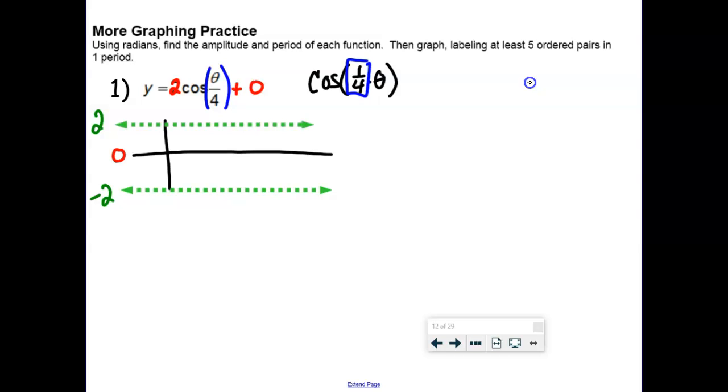So since I control the axis labels here, what I'm going to do is find the period. And then I'm going to figure out what I'm going to count by using quarter points. So the period is normally 2 pi, but not this time, because you're supposed to divide it by the b value.